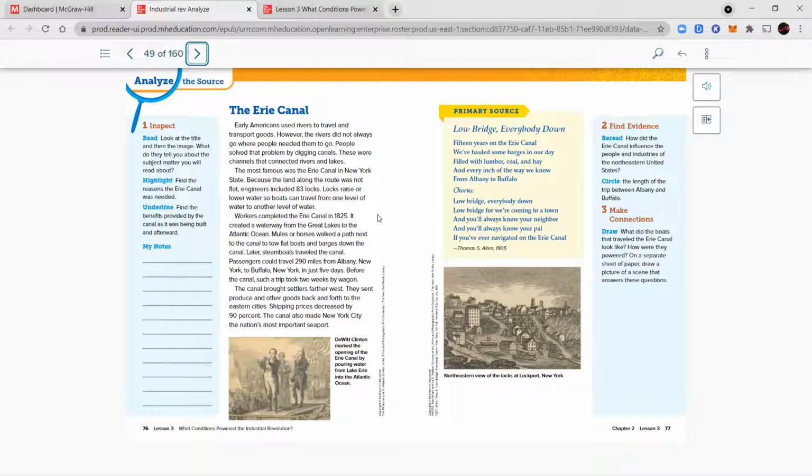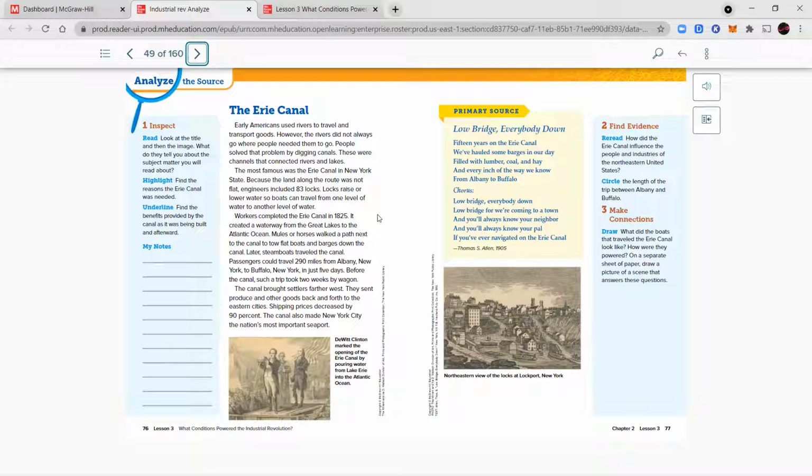The canal brought settlers farther west. They sent produce and other goods back and forth to the eastern cities. Shipping prices decreased by 90%. The canal also made New York City the nation's most popular seaport. DeWitt Clinton marked the opening of the Erie Canal by pouring water from Lake Erie into the Atlantic Ocean.